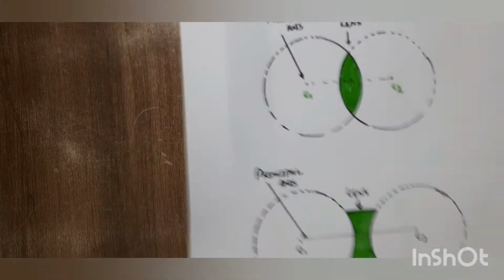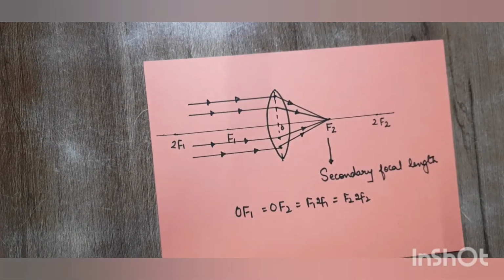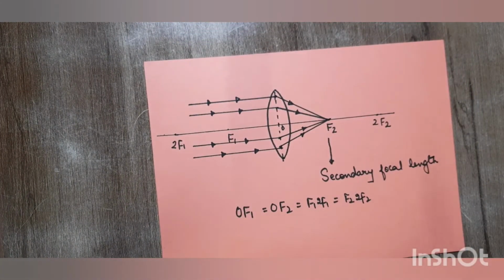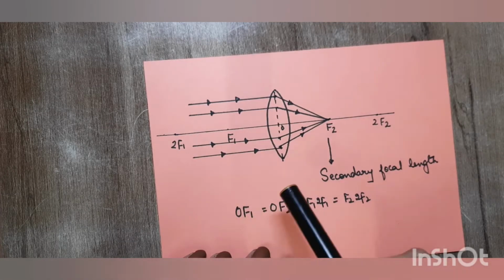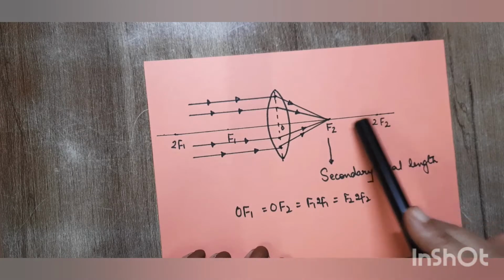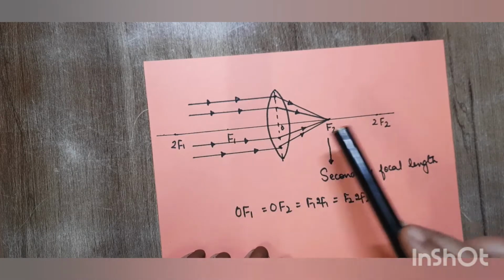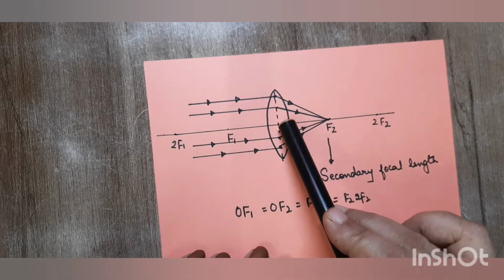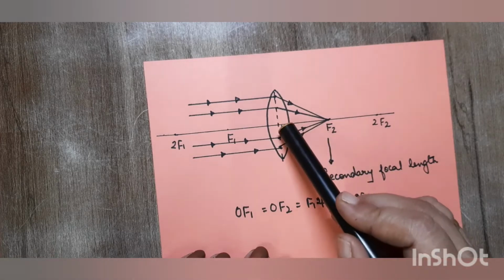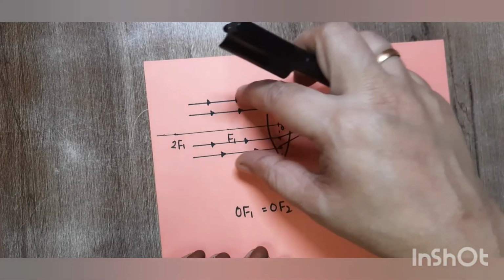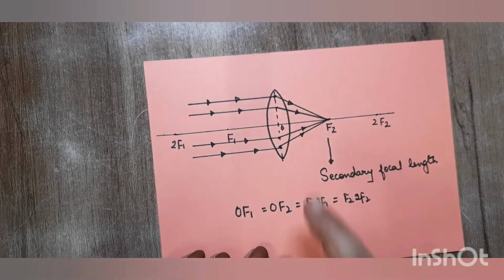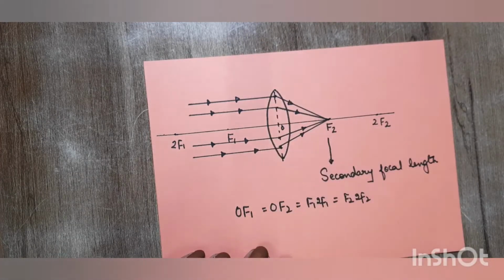Now, moving on to the ray diagram required. Before that, let us understand the line joining the centers. Just now I showed you the two centers. That line joining them is called the principal axis. The center of the spherical lens is called the optic center, and the part which is available for refraction is the aperture. This part is the aperture.